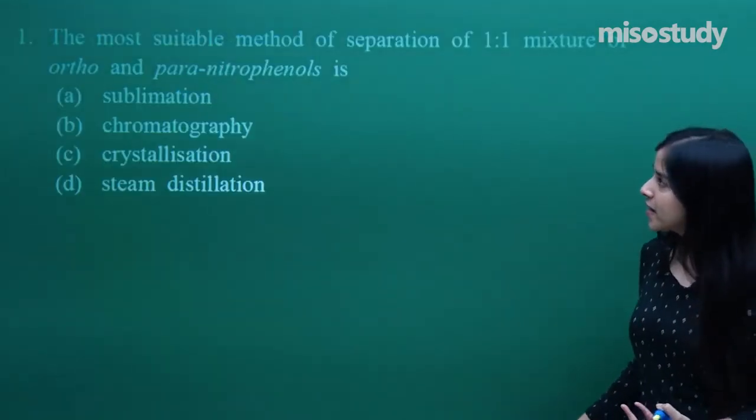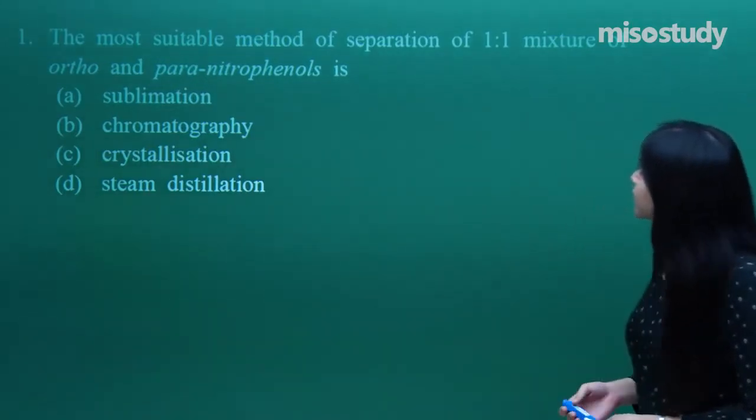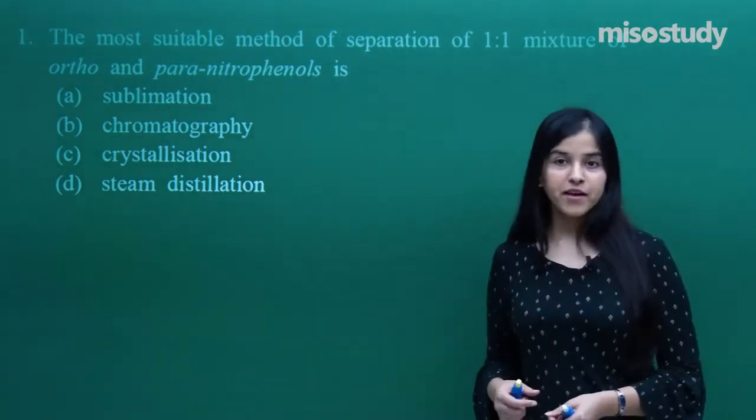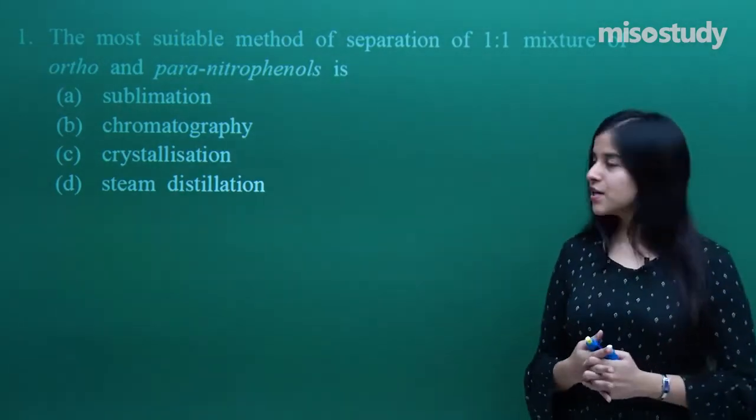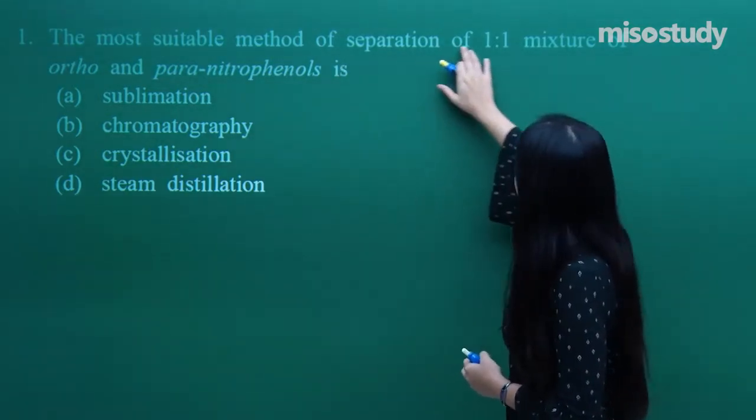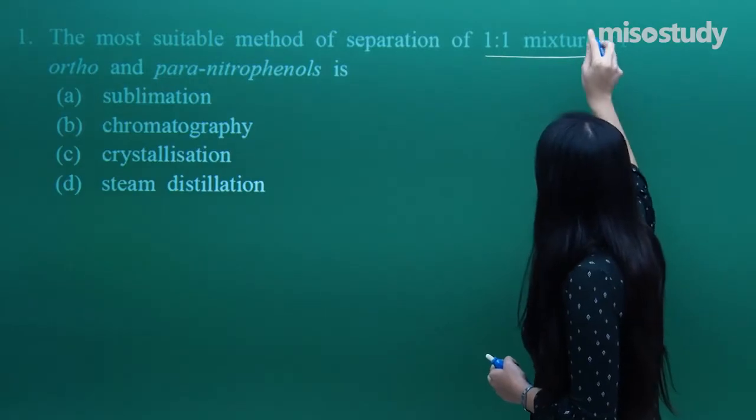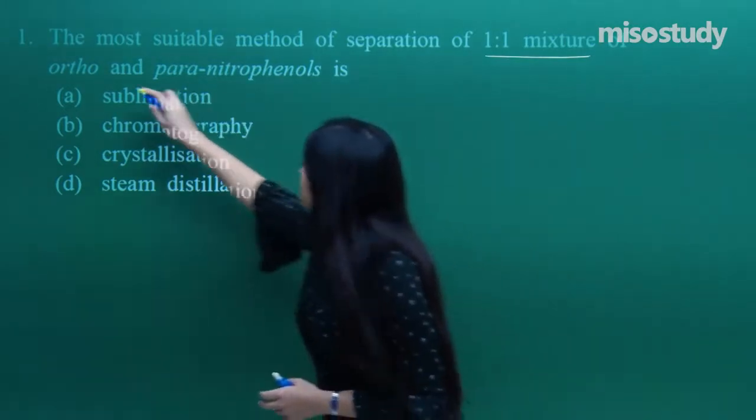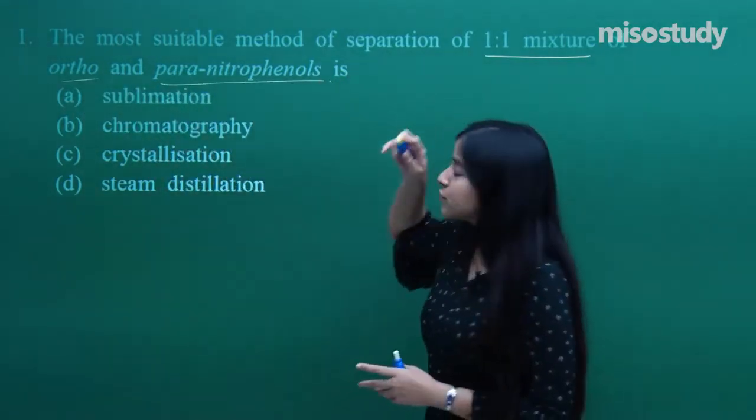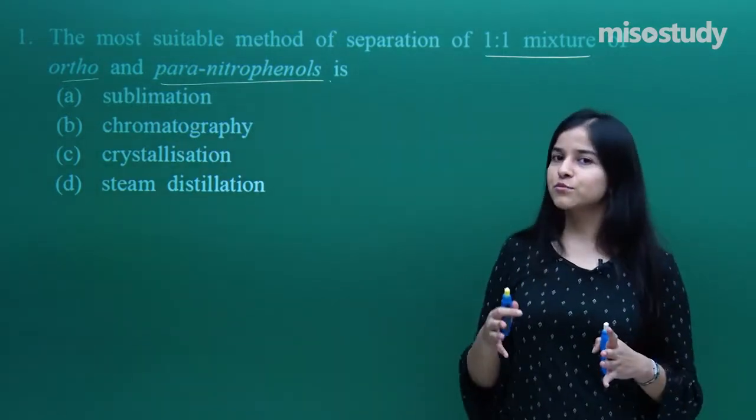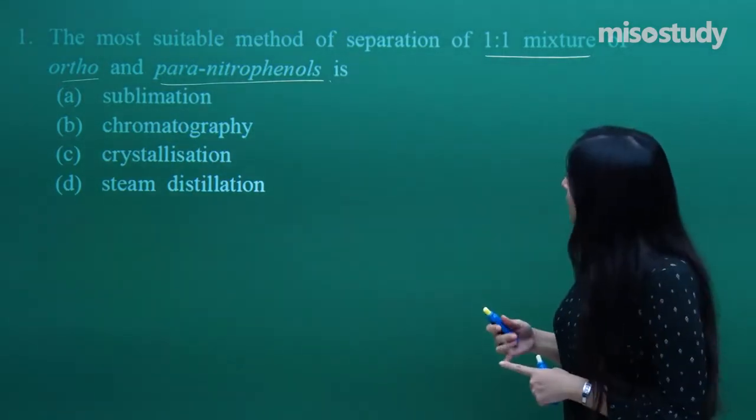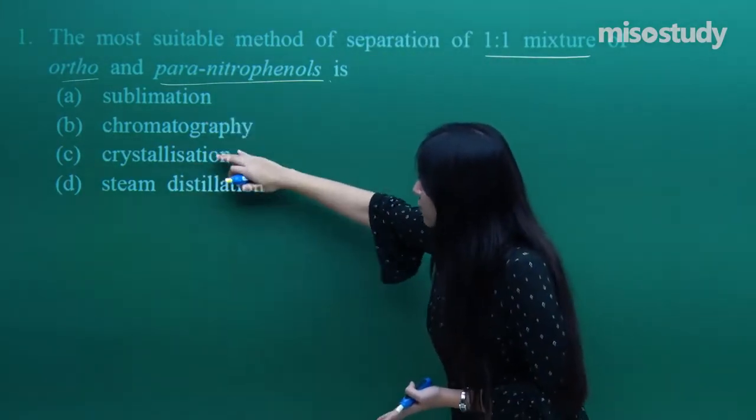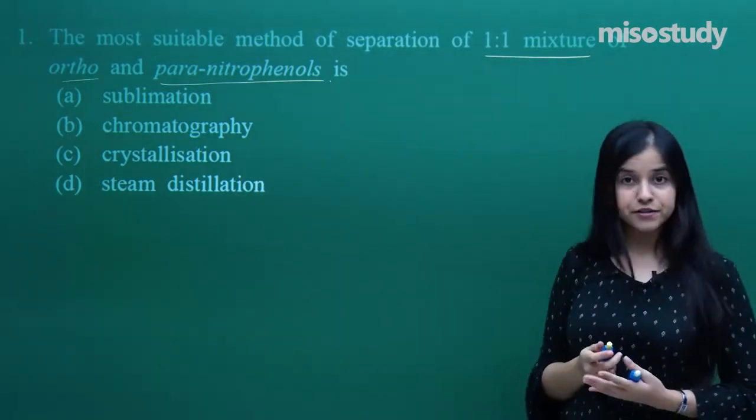What do we have here? The most suitable method of separation of a 1:1 mixture of ortho and para nitrophenols is. In this question, you are given a 1:1 mixture of ortho and para nitrophenols, right? You will require the concepts of organic chemistry here. The methods they are asking for are sublimation, chromatography, crystallization, steam distillation.